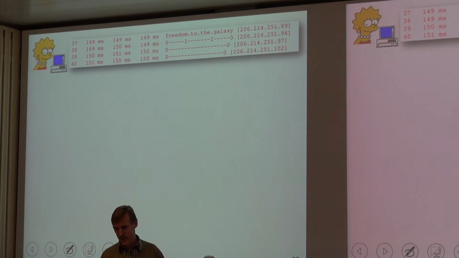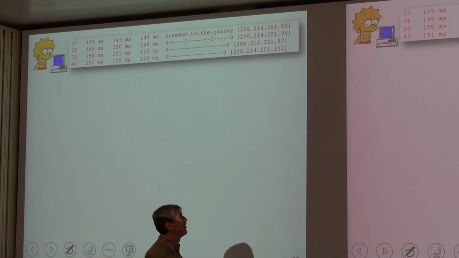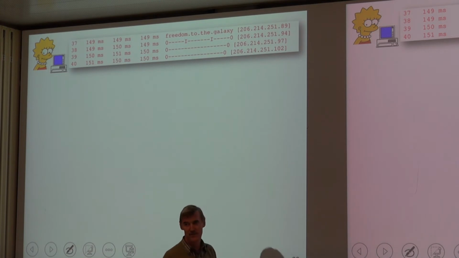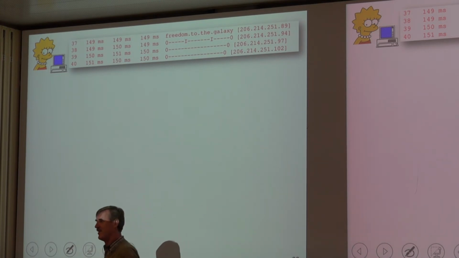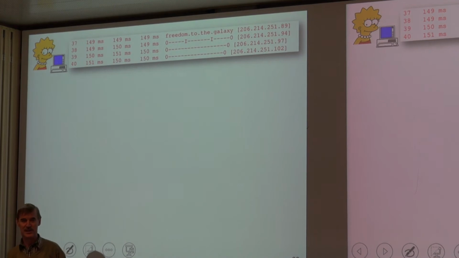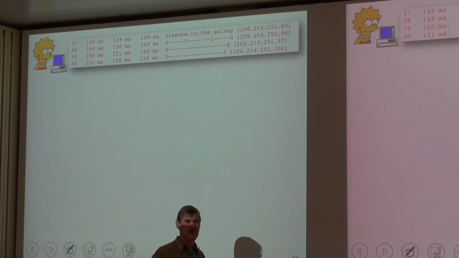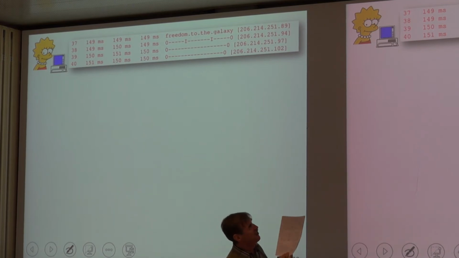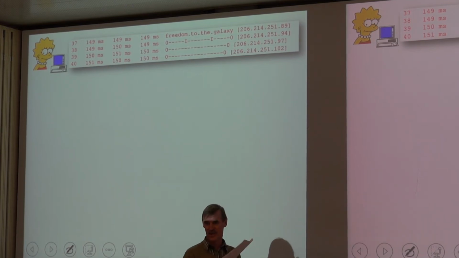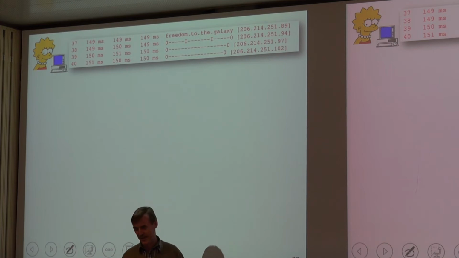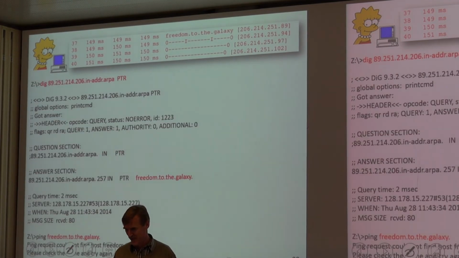In lab 1, we had funny things like the names that we found were things like Freedom to the Galaxy, for example. Do you think those are real DNS names? No, because you would need to buy the top-level domain called Galaxy. It will cost $500,000, so certainly they didn't do it. And the other names are obviously even worse. They are completely bogus.